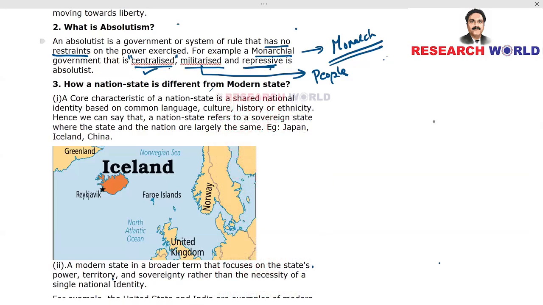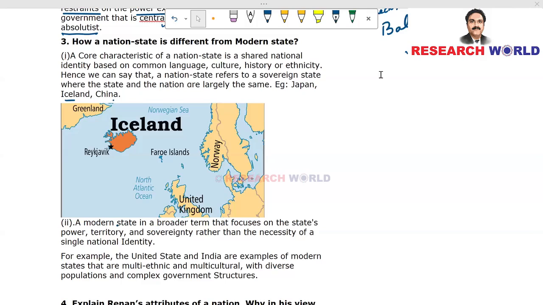Okay, so I hope you're not going to forget these terms. That's why I just elaborated a little. So an absolutist is a government or system of rule that has no restraint on the power exercised, and that is the key word. For example, a monarchical government that is centralized, militarized, and repressive will have no restraint on the power exercised. Therefore, it is absolutist.